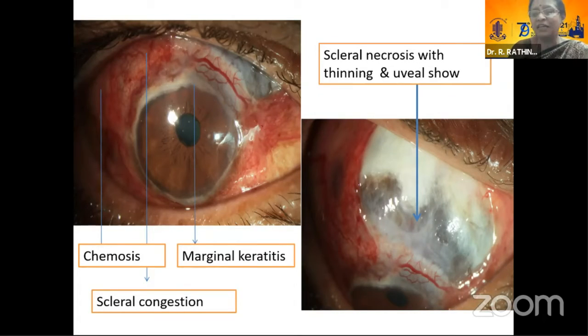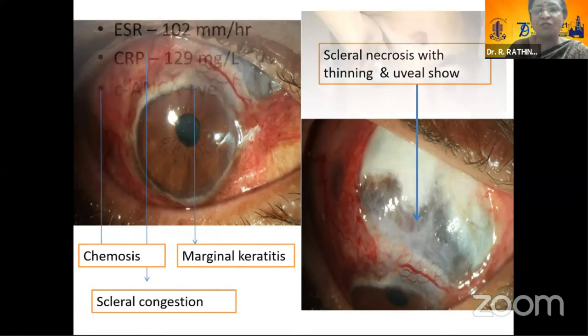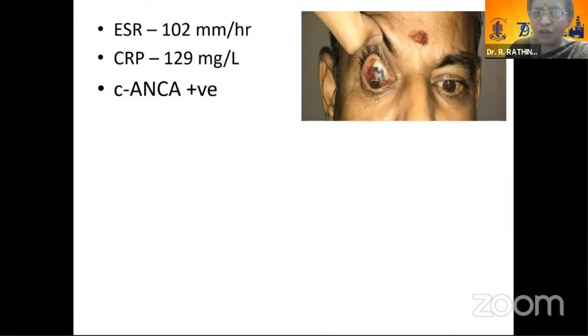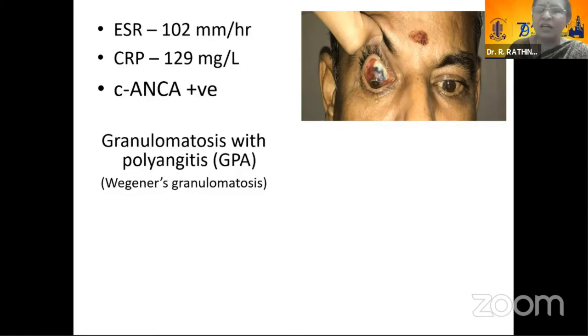This is nothing but Wegener's granulomatosis with multiple systemic involvement, and seen by multiple people, and multiple different infectious causes were suspected, mainly because he is a diabetic, and mainly because he had 4+ positive Mycobacterium tuberculosis in his lungs. Initially, everybody was thinking of an infectious cause, but this is a severe autoimmune cause. So what we did is, we did repeated ESR, it was 102, CRP was 129, C-ANCA was positive, confirming ANCA positive Wegener's granulomatosis, or as we say now, granulomatosis with polyangiitis.